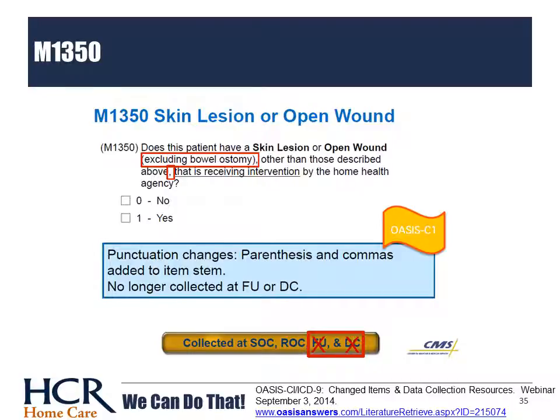The last wound item we'll look at is M1350, which is skin lesion or open wound. Just some minor changes here to the stem of the question. They added in that this does exclude bowel ostomy, and then one little grammatical change with a comma put in there just to make it more grammatically correct. But what's significant about the skin lesion or open wound question is that it is no longer going to be asked at follow-up and discharge. So it will now only be asked at start of care and resumption of care.